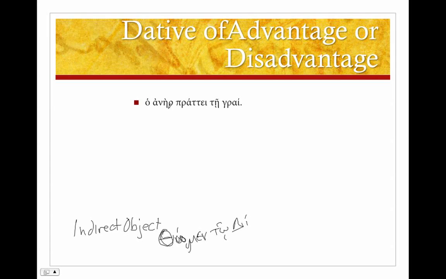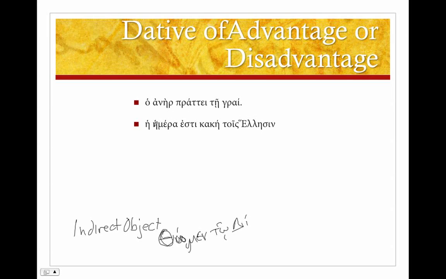So, ho aner prattei te graii. The man is working for the old woman. And she's not really the indirect object. She's not the indirect recipient, unless you want to twist a little bit. But she is certainly benefiting from that work. So the man works for the old woman.